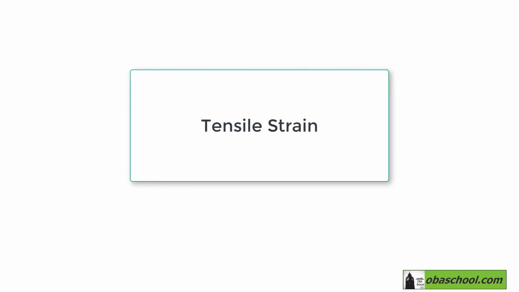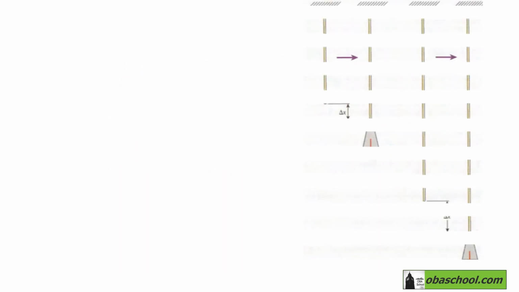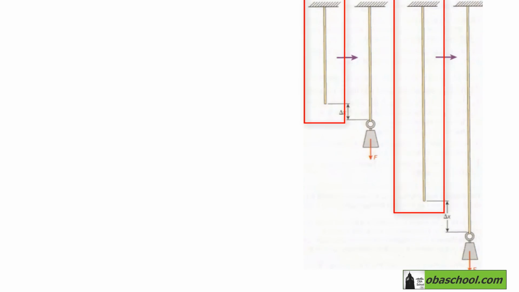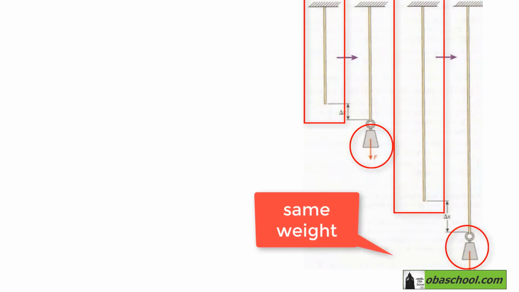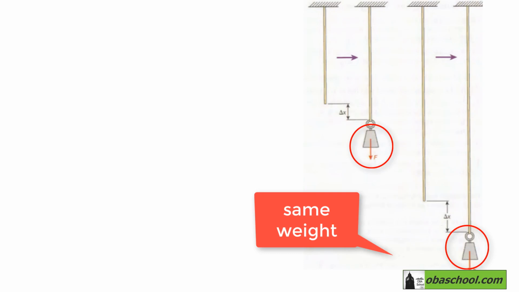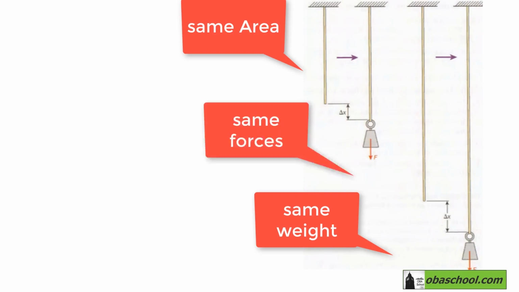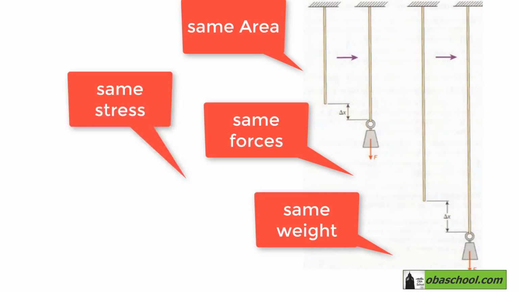In this video, we will discuss tensile strain. Observe the diagram. We have two copper wires being stretched by the same weight. This time, the wires have the same cross-sectional area, and the forces are the same, but extensions are not. The longer wire stretches twice as much, even though it has the same tensile stress.